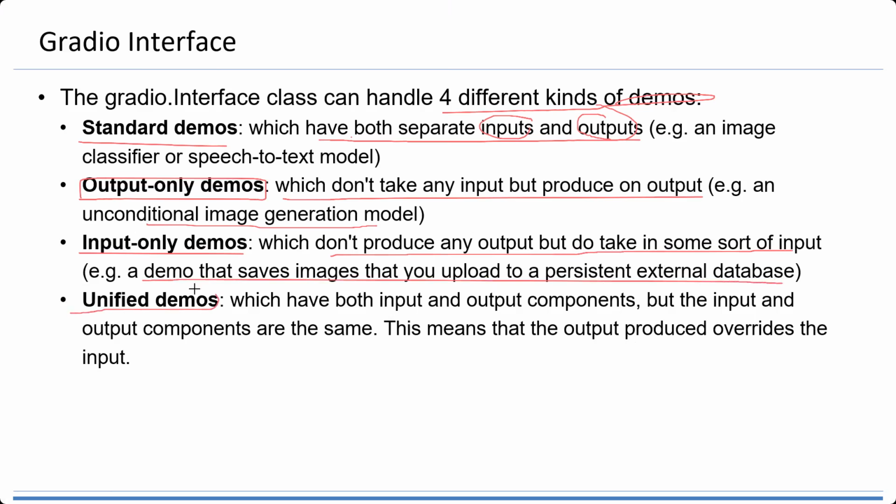Or unified demos, which have both input and output components, but the input and output components are the same. This means that the output produced overrides the input. In the standard demos, you have the input and output. Sometimes you can have the input in a list and you have the output only one simple value without any parameter on a list. But a unified demo means both input and output have the same component.